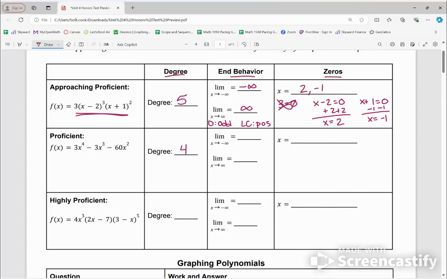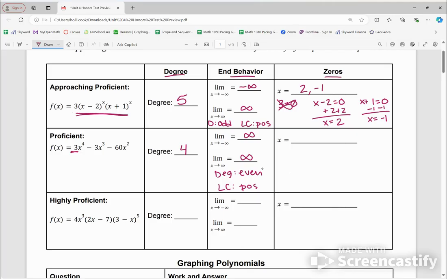Now if we look at our end behavior, our degree is 4, so that's even. Then our leading coefficient, we need to check. And again, this one's multiplied out, so we just look at the 3 out front, and that is a positive. So since our degree is even, that means we should be going in the same direction. And since our leading coefficient is positive, we're going to be going up. So both on the left and right side, we're going up to positive infinity.